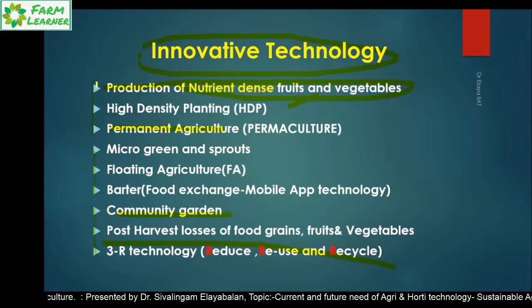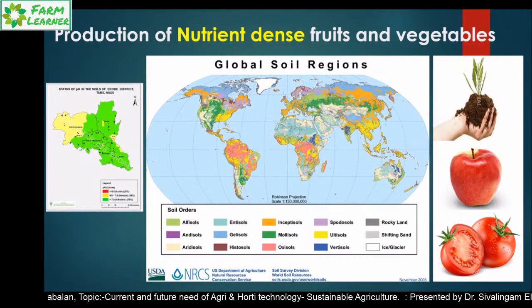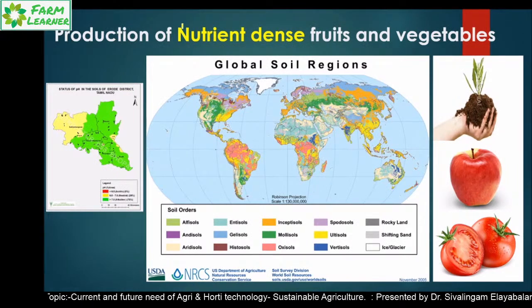These are the 9 mantras to make a sustainable life as well as sustainable agriculture, as well as to safeguard our earth from natural disasters and this pandemic situation. So we need to think over the 9 mantras. I'm going to describe the individual technologies. Okay, the first technology is the production of nutrient dense fruits and vegetables.